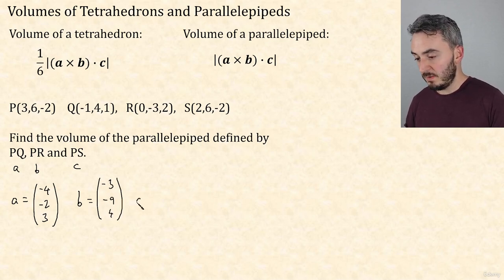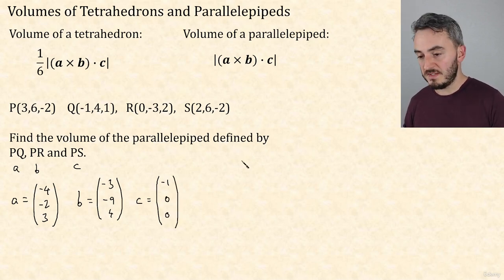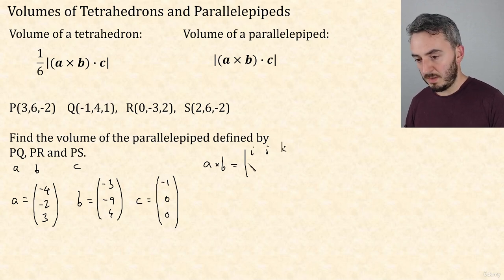We might as well get C while we're at it, which is the coordinates of S minus coordinates of P. So 2 minus 3 is -1, 6 minus 6 is 0, -2 minus -2 is 0. That's going to make the final step nice and easy. A cross B, that is the determinant of this matrix I, J, K. Pop A in here, -4, -2, 3. Pop B in here, -3, -9, 4.